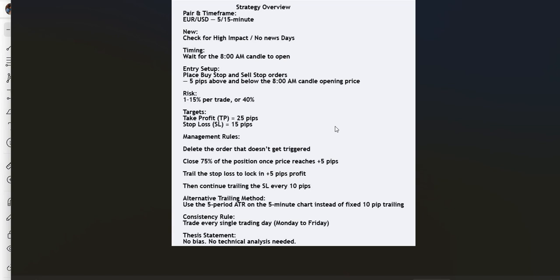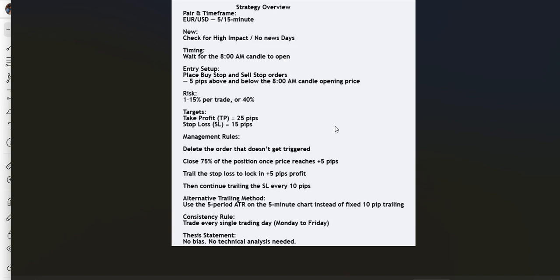So that's risk. Let's go over it one more time. At 8 a.m., you're going to take the 8 a.m. candle open price, which is the main important number that you need to build your trades. You're going to set your buy stop and your sell stop 5 pips above and below the 8 a.m. candle open price. You're going to risk properly, and you're going to have a 25 pip take profit with a 15 pip stop loss on both of them.